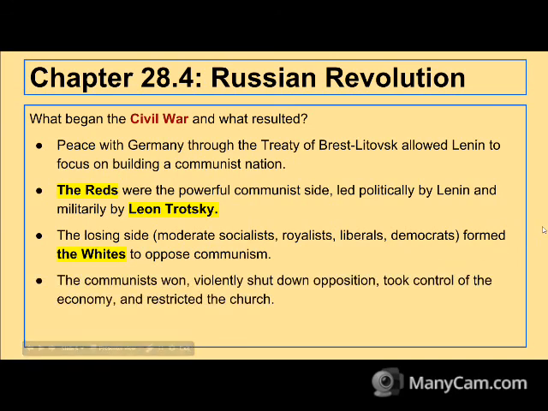Once the communists are firmly in power, they pretty violently eliminate any opposition. They take total control of the economy of Russia, and they restrict the influence of the church as well. They basically want to eliminate anyone who could challenge the communist government for influence in Russia. By 1922, opposition has been eliminated, the whites have been defeated, and Lenin and the communists are securely in control of Russia.